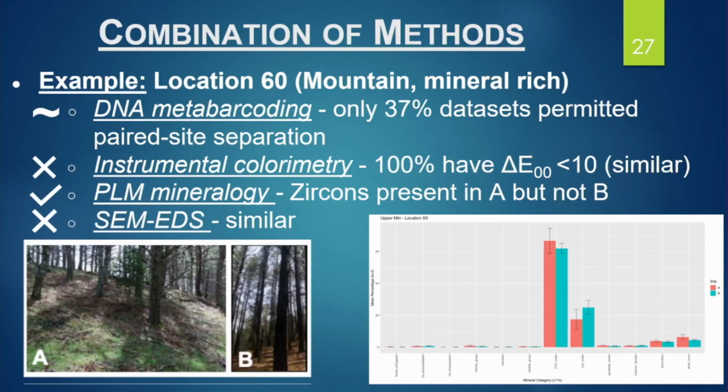In full transparency, this is a location where the new methods didn't provide as much help as the traditional examination. So this is location 60. Again, the 2 sites here, they look quite similar in their land use, even though we tried to pick as much as we could separate. DNA only worked in about a third of those different data set combinations, so we would have to be selective as to which one we chose on a given situation. Instrumental colorimetry, also an SEM-EDS, you can see the profile looks quite similar, but the PLM mineralogy, the traditional approach, did identify one mineral that differed between the A and the B, so there was some discrimination there.